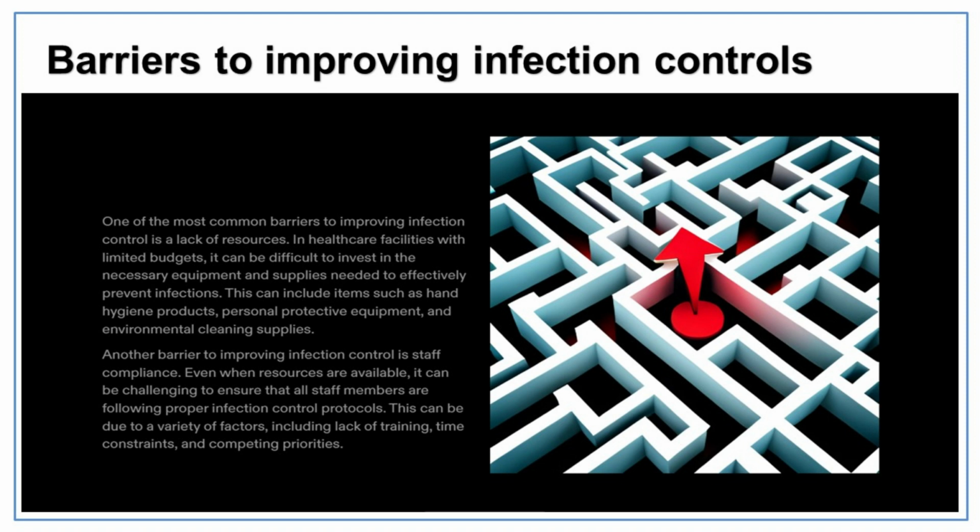The other factor that is a barrier in infection prevention and control is staff compliance. Even when the resources are available, it is challenging to ensure that all the staff members are following the protocols of infection prevention. This can be due to a variety of factors, including lack of training, time constraints, and competing priorities.